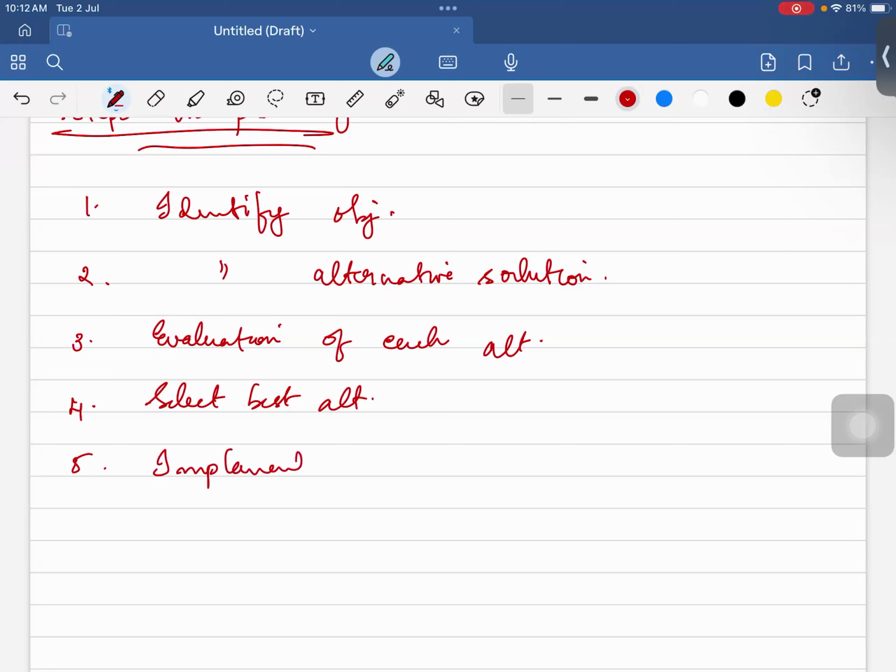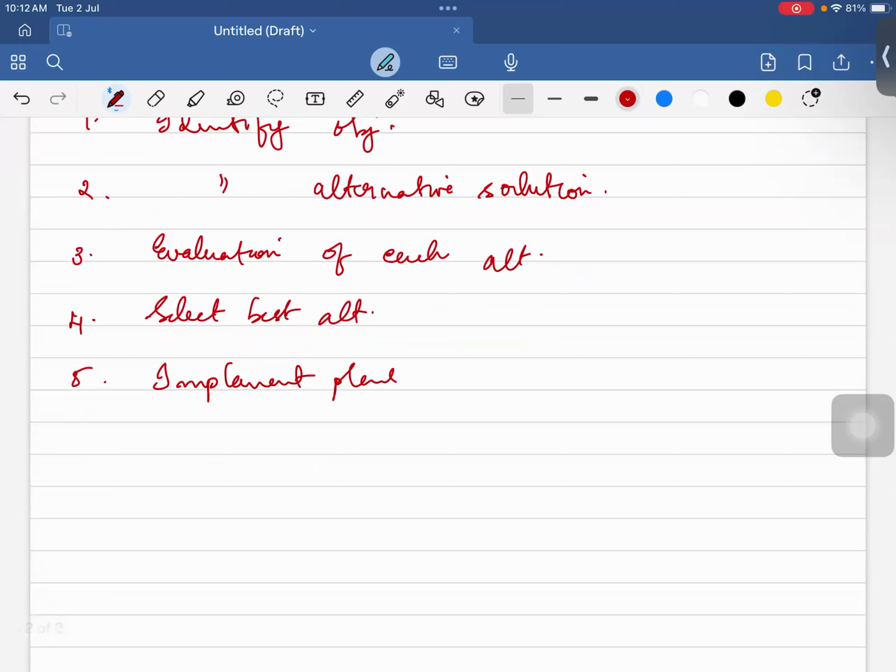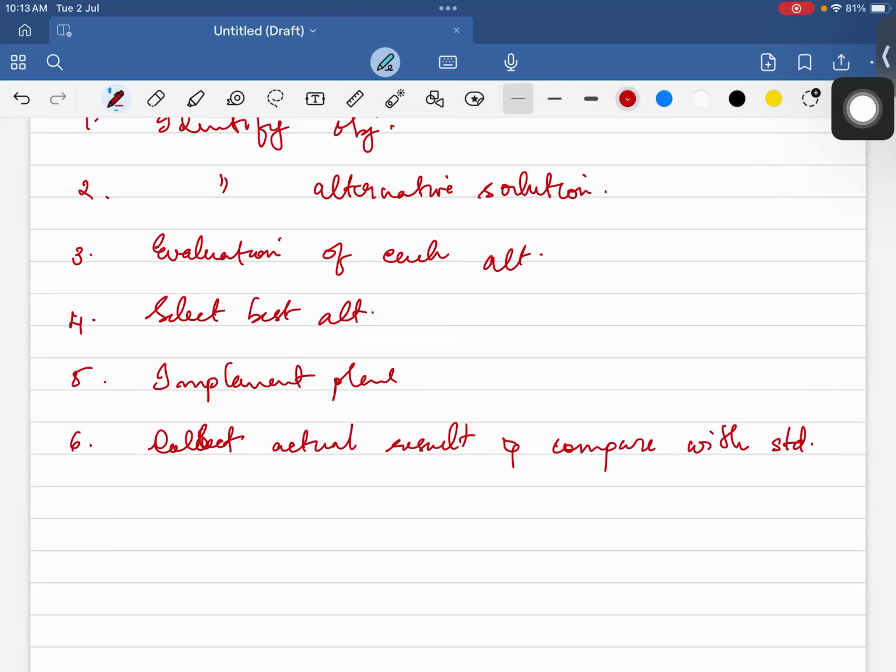And the fifth one, after selecting, what would you do? You're going to implement the plan. Now, does this stop here? No. If you implement it, does it stop? No. You're going to monitor: collect the actual and planned output, and compare these things together. And when you compare, that comparison is going to be with something ideal. That ideal figure is called a standard, the standard cost.